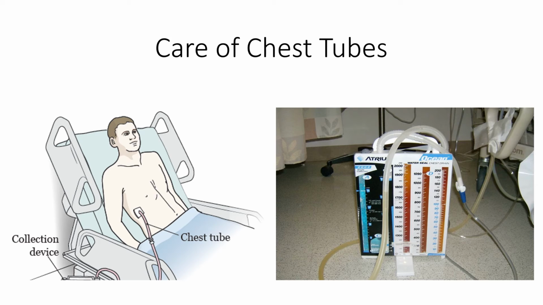So if they're draining a lot and it's consistent, report that. That's not as big of a deal as suddenly having a huge amount of drainage, which might indicate that there's still something bleeding internally. Here you see the patient with the chest tube down in the lower aspect of the right lung field. Likely this is a hemothorax that we're dealing with.